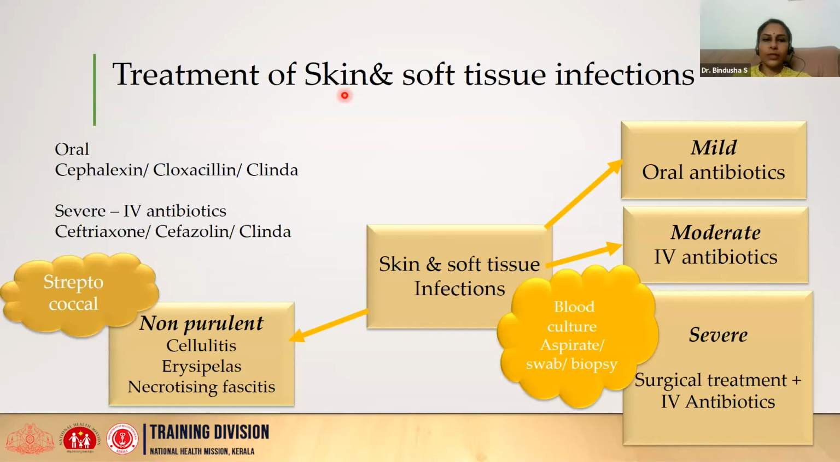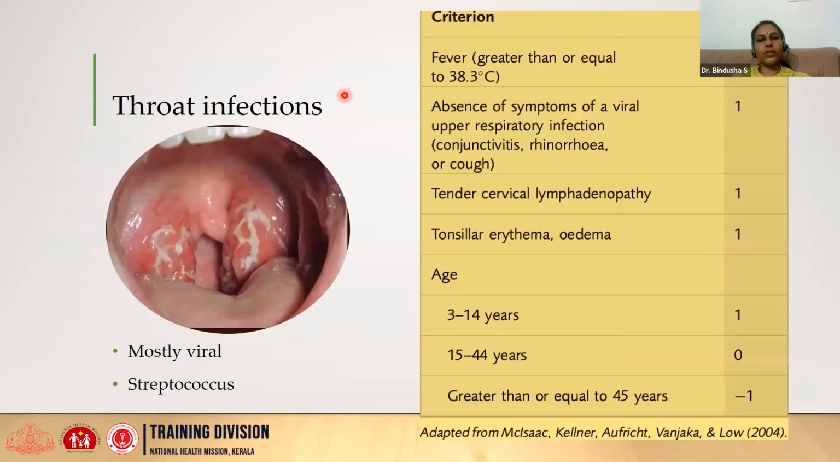Now we will go to the second group of infection, which is throat infection. In throat infection also, the most common cause is viral. Depending upon the age also, if it is a throat infection occurring in the toddler age group, it is usually a viral infection. But we always need to think about streptococcal infection also, because streptococcal infection can lead on to non-infectious complications like acute rheumatic fever. So we will use these criteria to differentiate between streptococcal infection and viral infection. As I said earlier, in children less than 3 years, up to the toddler age group, most tonsillitis or pharyngitis is due to viral infection.